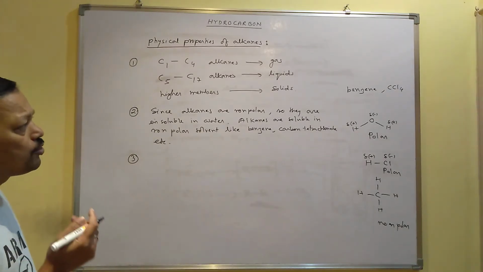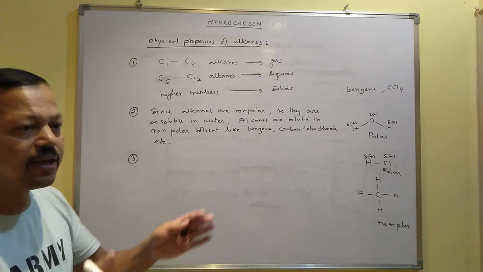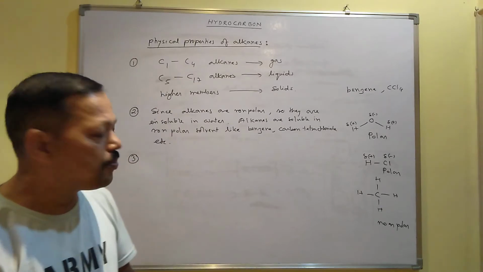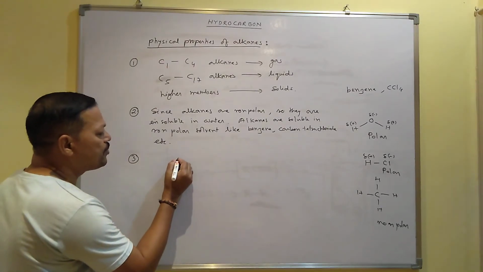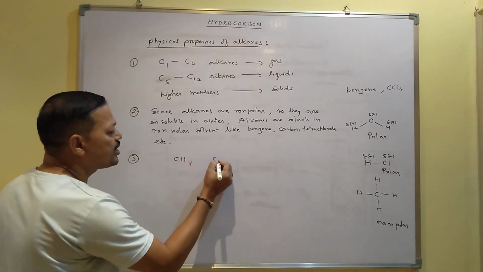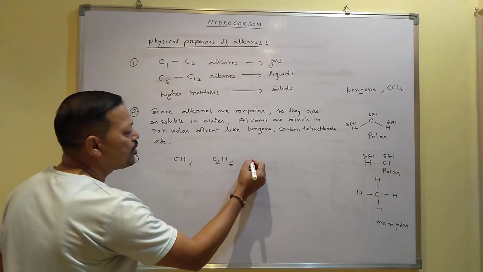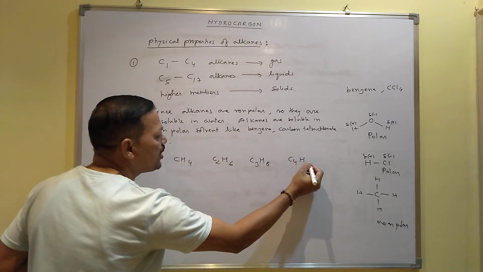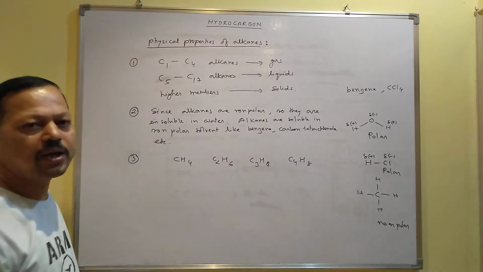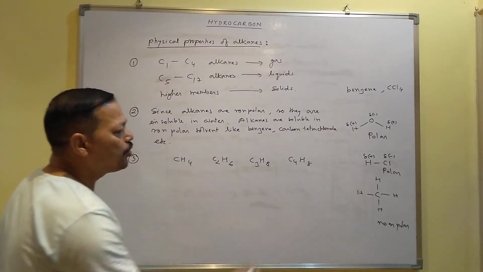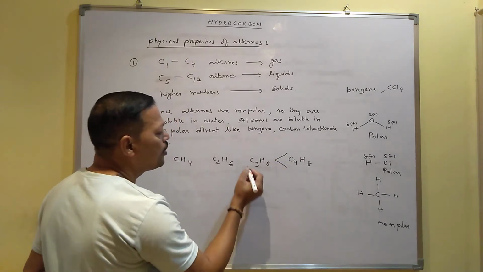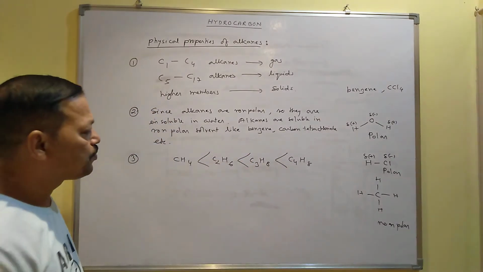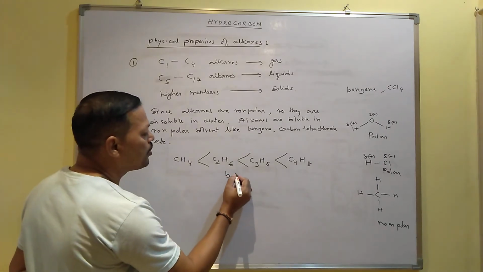Now, if you want to compare the alkanes like methane, ethane, propane, butane, which one has more boiling point? Suppose this is methane, CH4, this is ethane, C2H6, this is propane, C3H8, and this is butane, C4H10. The boiling point of butane is more than propane, more than ethane, more than methane. This is the boiling point order.